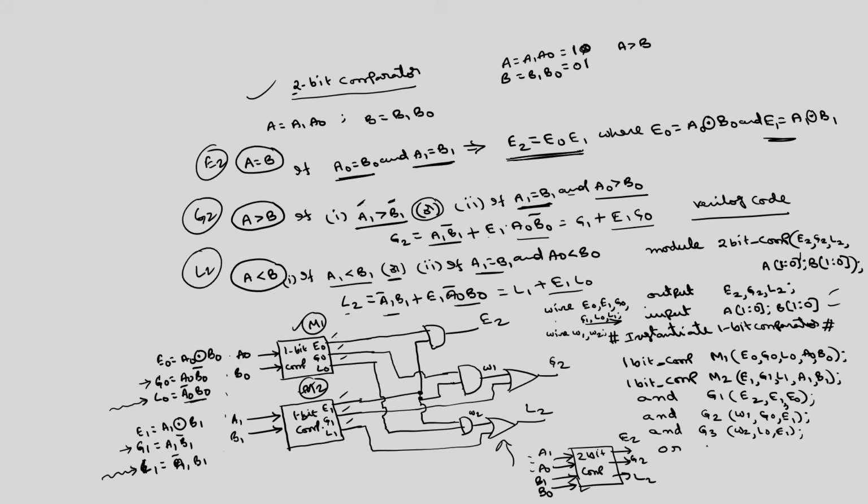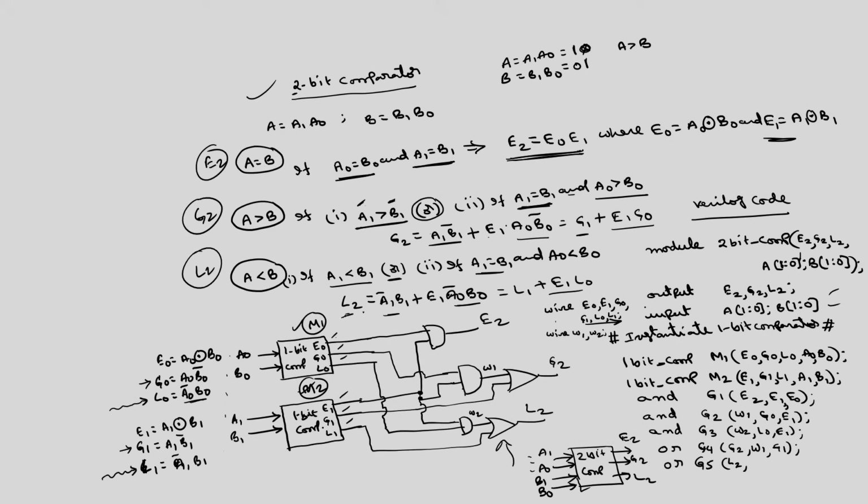OR gate, G4. G2 is the output, which is greater than output. The inputs are W1 and G1. OR G5, L2 is the output.